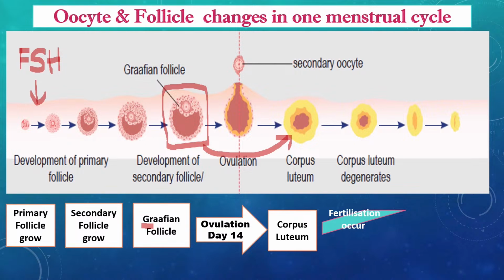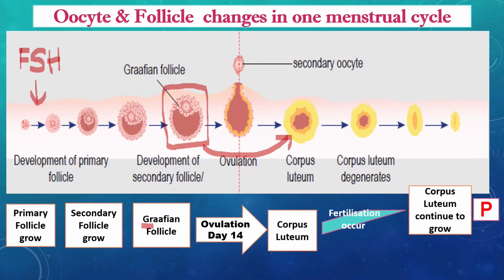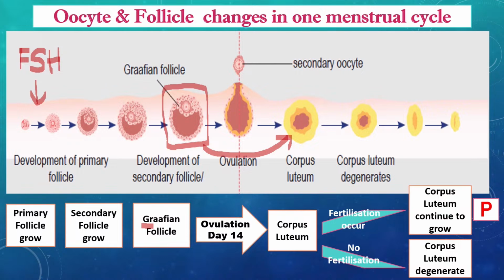What happens to this corpus luteum depends on whether fertilization occurs or not. If fertilization occurs, then this corpus luteum will continue to grow. It will maintain its size because they are preparing for pregnancy. But if fertilization does not occur, they will get the signal that there has been no fertilization and the corpus luteum will start to degenerate. When it degenerates, the levels of progesterone and estrogen will also decrease.